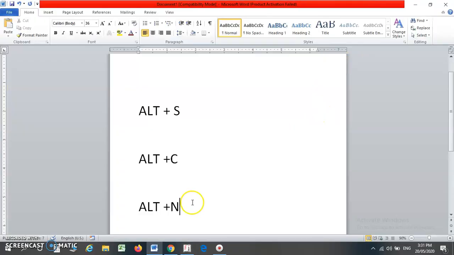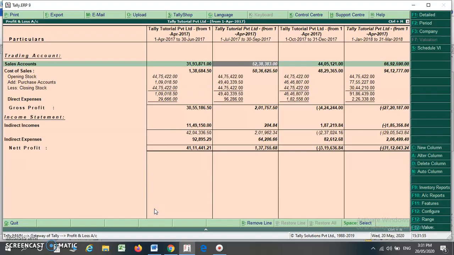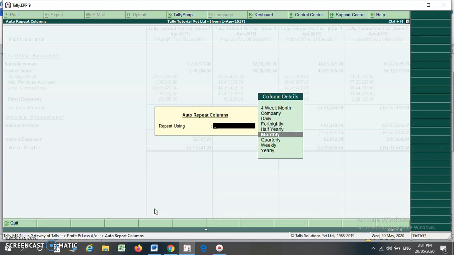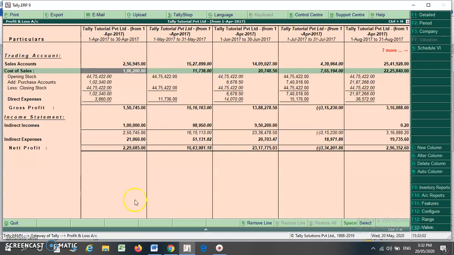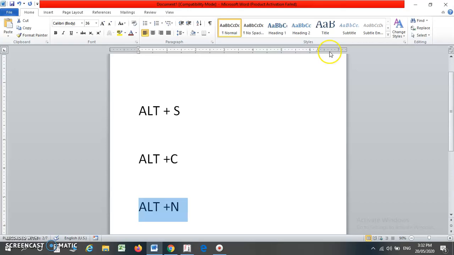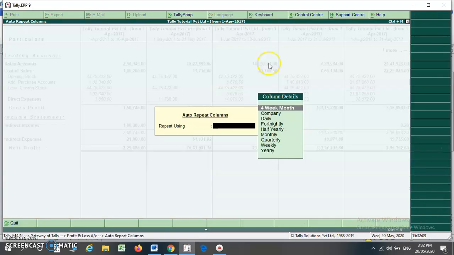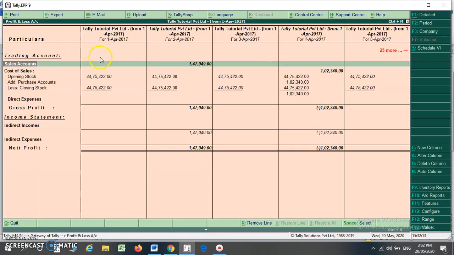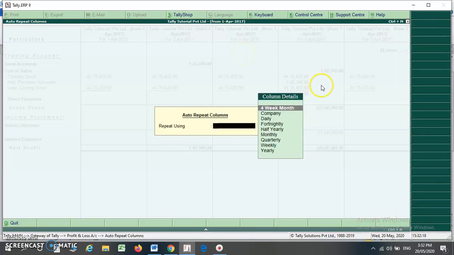Suppose I am again pressing Alt plus N, it will ask me for another column detail. I am pressing monthly. Here I will find my monthly profit and loss account. This is April, May, June and so on. Suppose I want my profit and loss daily, then just select daily. You will find that this is my profit and loss account for 1st April, 2nd April, 3rd April. So in this way you can find your columnar profit and loss account whether daily, fortnightly, half yearly, monthly, etc.